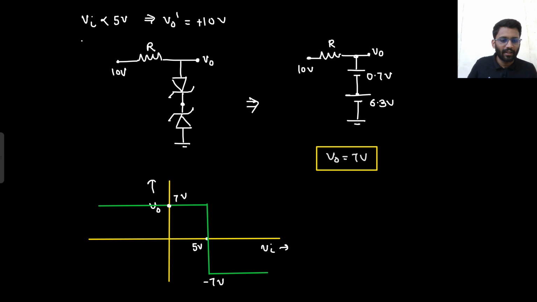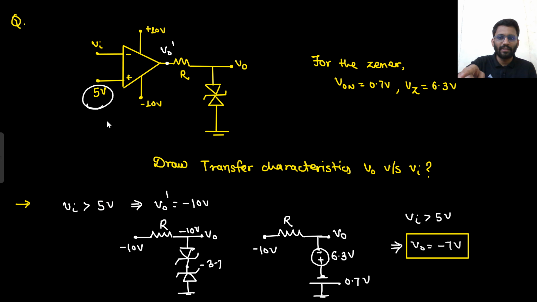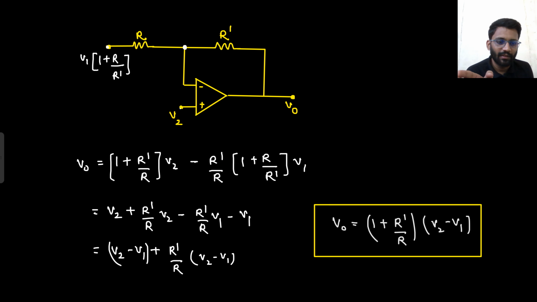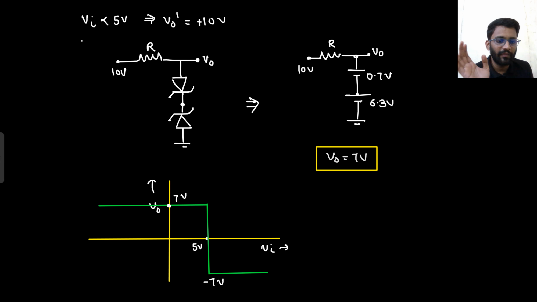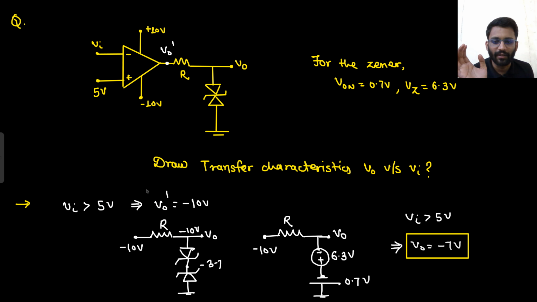Everything is crystal clear. Now if this node was negative, you can draw the transfer characteristics on your own. Right? If V in is greater than minus 5, what will happen? If V in is greater than minus 5, your output will be minus 10. So actually, the transfer characteristics will just shift. That's it. Nothing else will happen.